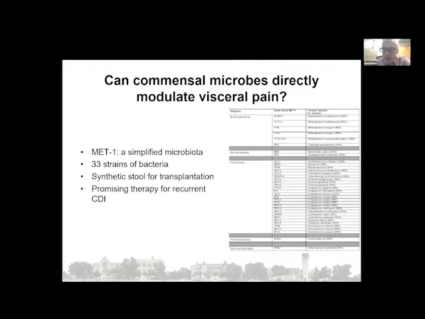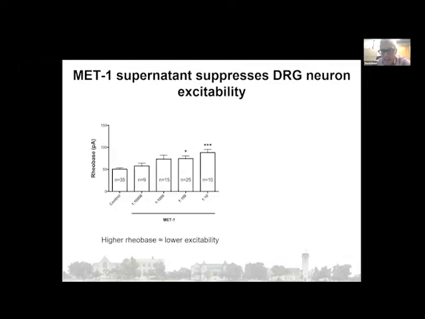And it's been shown that MET1 has been used as a synthetic stool for transplant with promising results for recurrent C. difficile infection. But what the Lomax lab did is they took the supernatant generated by that microbiota and incubated it with DRG neurons, and then measured the excitability of these neurons. To do so, they performed patch clamp recordings and measured the rheobase. The rheobase is the minimum amount of current you need to inject into a neuron to generate an action potential.